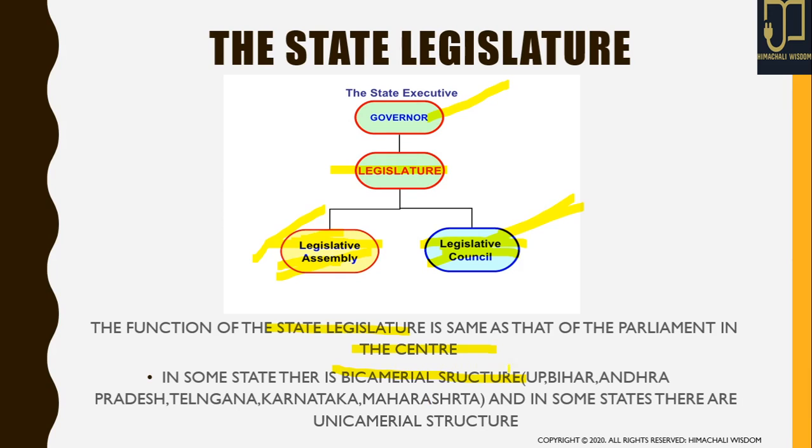The states which have the bicameral structures are the following: UP, Bihar, Andhra Pradesh, Telangana, Karnataka, Maharashtra. In these states we have bicameral structures, and in most of the states in India we have the unicameral structures. Unicameral structures mean these states have only the legislative assembly and not the legislative councils. And if these states would like to add the legislative councils into their legislature, then they can do it by the special majority that we have discussed in the majority part, that how we can add the legislative council in the state legislature. So let's discuss about the legislative assembly first.